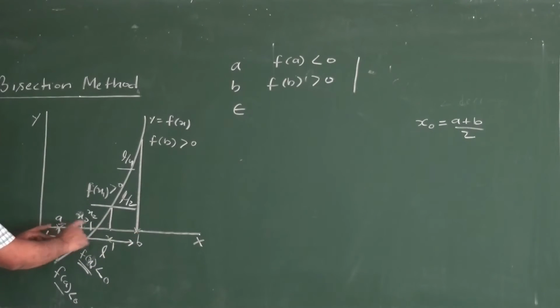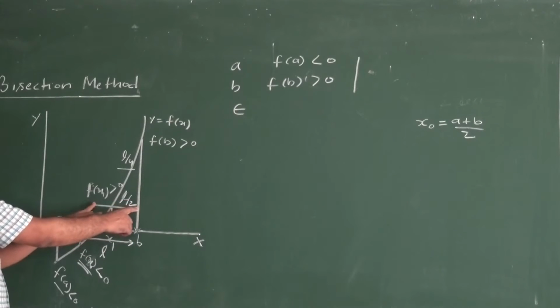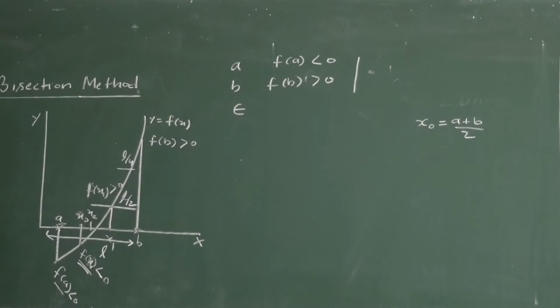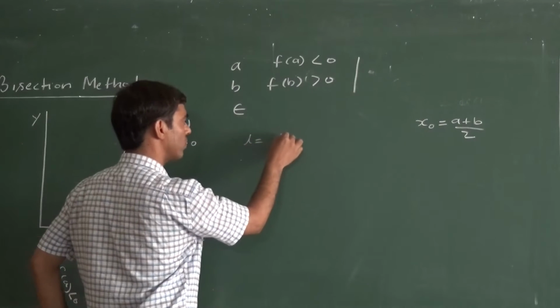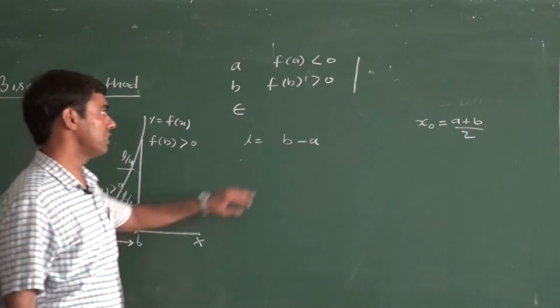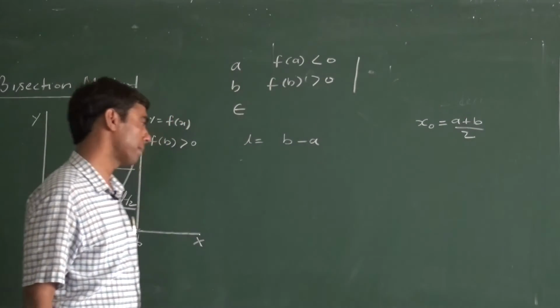Initially, the length means the difference between b and a. Suppose this one is L. In the second iteration, the length of the interval where the root exists is L by 2. In the next iteration, the length becomes L by 4. Now, if we denote L equal to b minus a, b is where the value of the function is positive, a where the value of the function is negative.